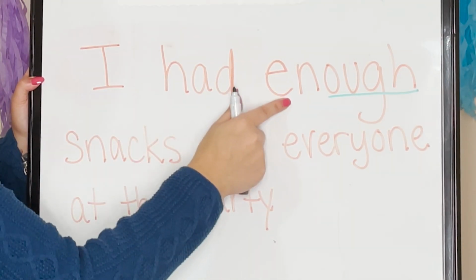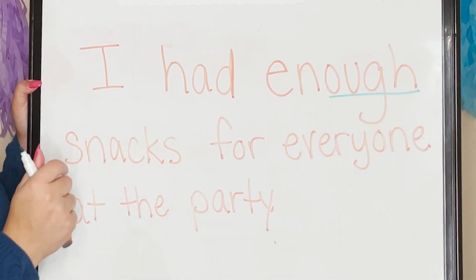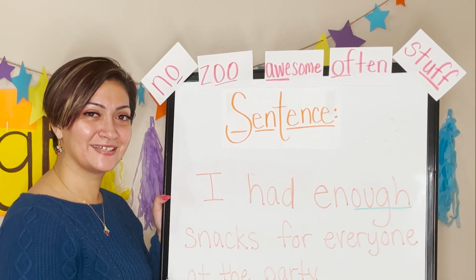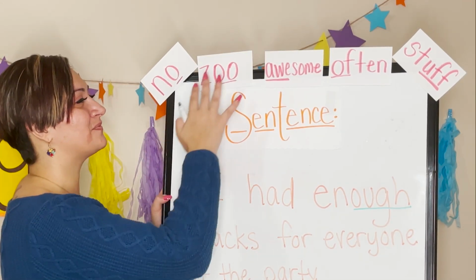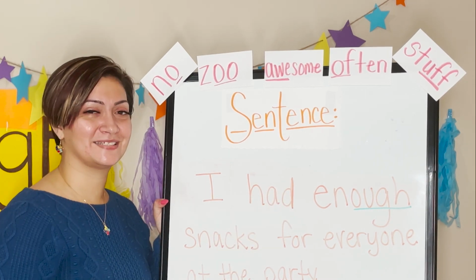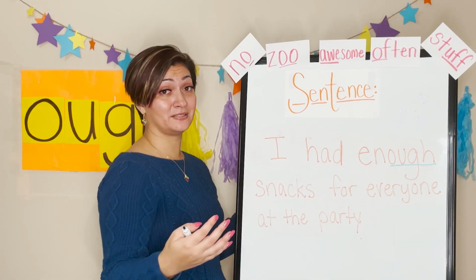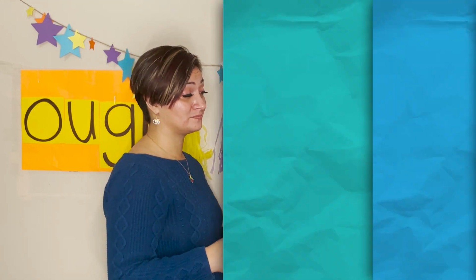I had enough snacks for everyone at the party. Did that make sense? Yeah, nice job trying different sounds to get a real word and then seeing if that word made sense in your sentence. Having enough snacks for everyone means you bought plenty so that everyone could get some.